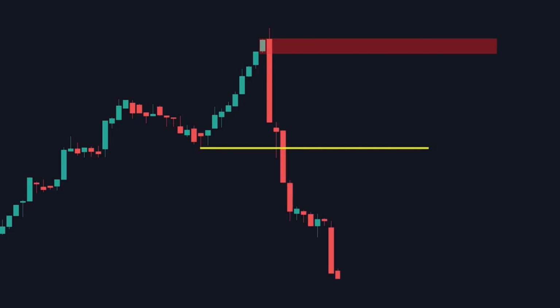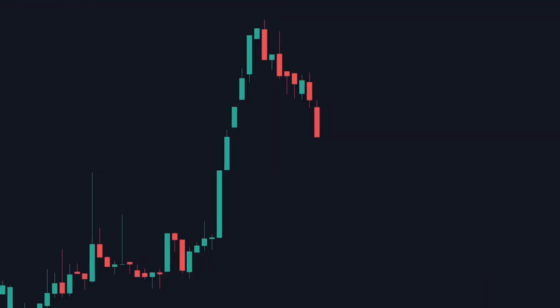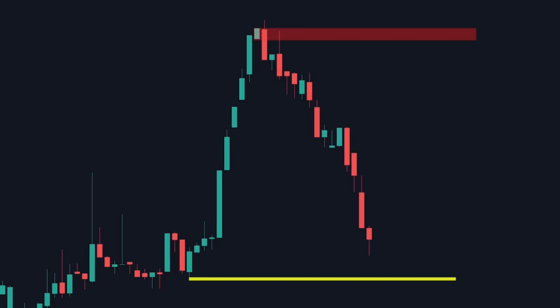So we follow the steps I told you before and make our supply zone. Next, we need price to break this structure right here, which it does, which means this zone is now validated and we can trade based off of it. In this example, we again have an aggressive downwards move, but this time it does not break this structure.